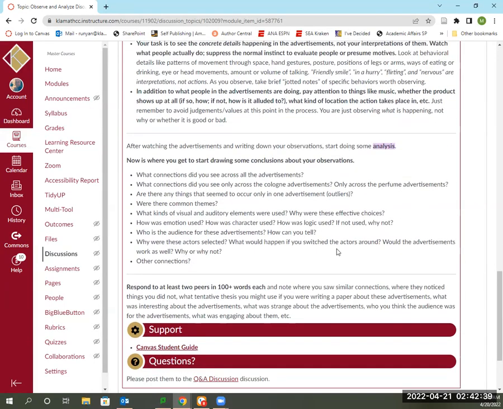The second part of this process is doing analysis. This is where you start drawing conclusions about your observations and making meaning out of them. So you might want to notice what connections you see across all of the advertisements. What did you only see across cologne advertisements or perfume advertisements? Are there common themes? What emotion is used? What character was used? Was logic used? If you can tell who the advertisement audience is, right?